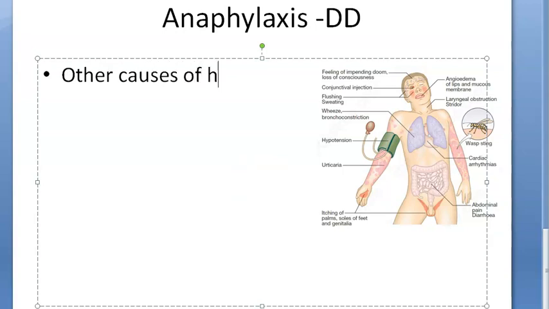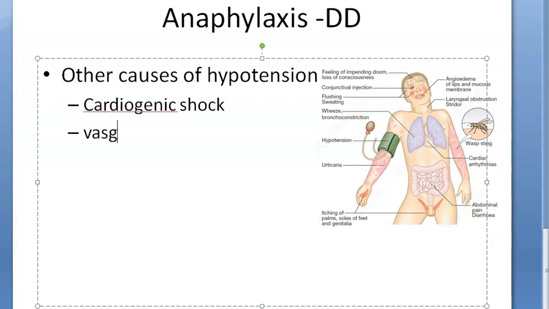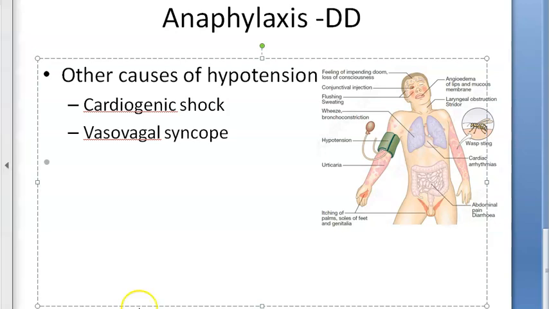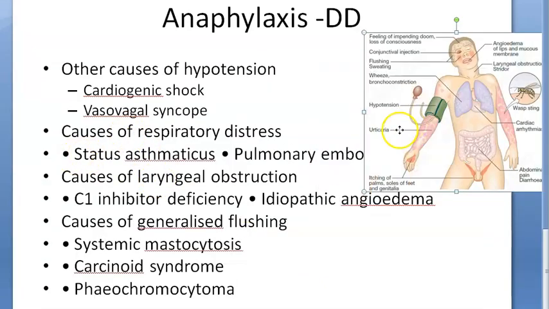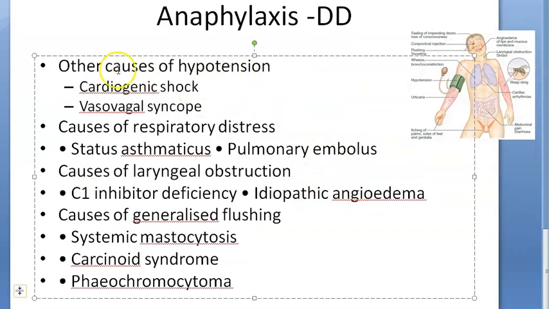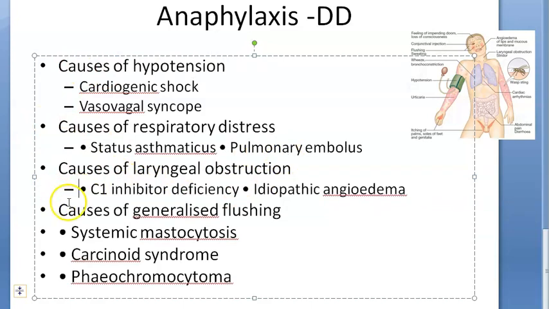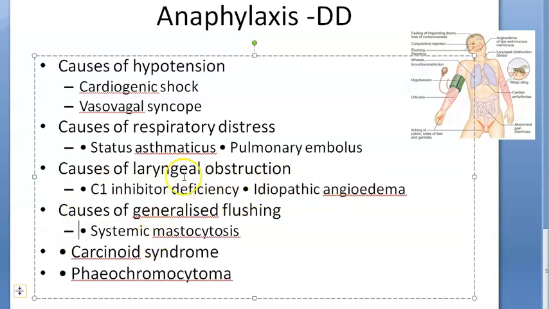Other causes of hypotension like cardiogenic shock or vasovagal syncope. Then causes of respiratory distress. Why can respiratory distress occur in you? Some pulmonary embolus or status asthmaticus. Very good. And why can there be laryngeal obstruction? We're just writing here, guys, otherwise typing will take a lot of time and you will get frustrated. So, status asthmaticus, pulmonary embolus. Causes of laryngeal obstruction like angioedema. Edema will lead to obstruction of your larynx through which you have to breathe, isn't it?